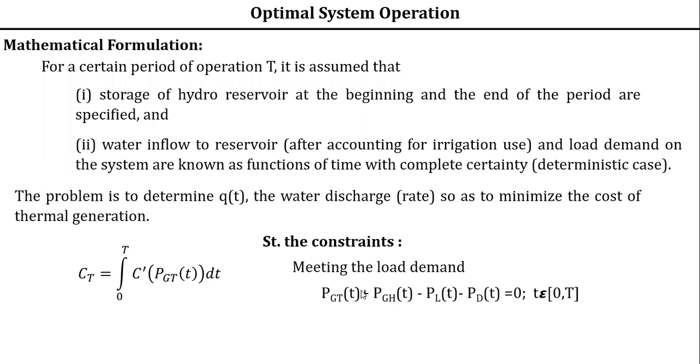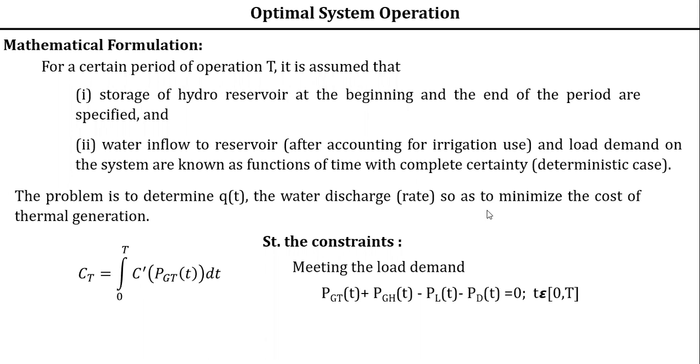This is the real power generation due to thermal, and this is the real power generation due to hydro. This is your total generation, PGT plus PGH, over a time interval of T, minus losses minus demand, is equal to zero. This is the power balance equation over an interval of time from 0 to capital T. That is 0 to 24 hours, or 0 to 30 days, or 0 to 1 year, or 0 to 7 days, a week, etc. So this is the cost function, and this is your equality constraint, the power balance equation.